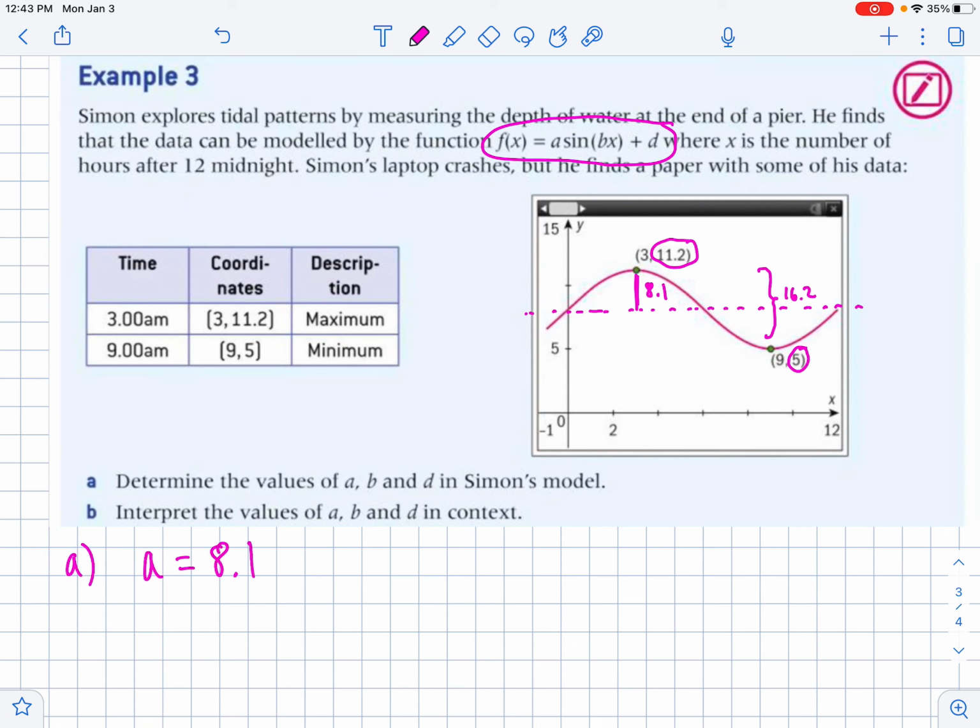is equal to 8.1 feet. No, what is this, meters? Does it say? Wow, what a bad problem. They really don't say what units this is in. I assume it's probably meters.